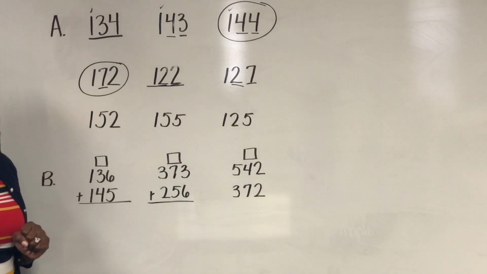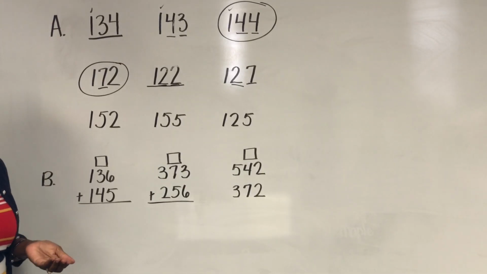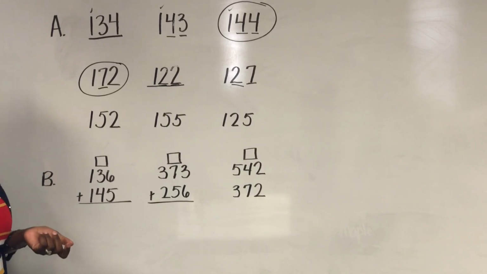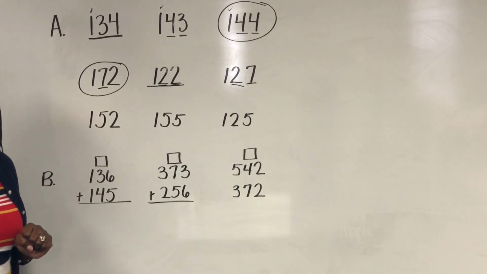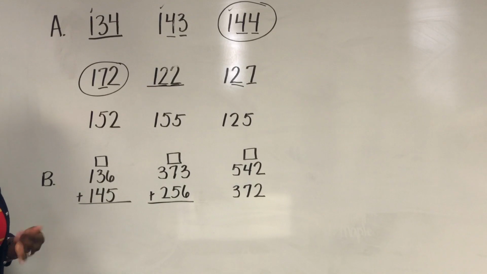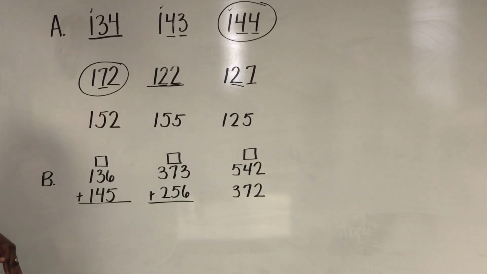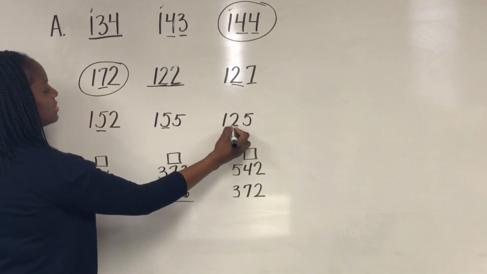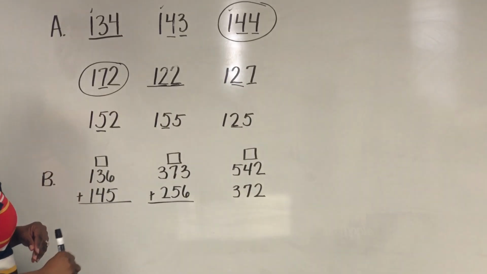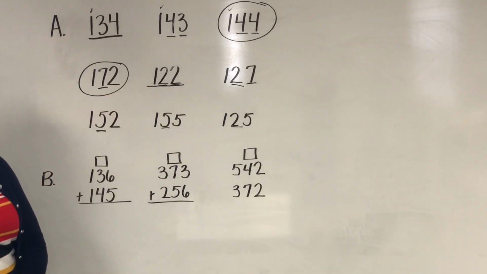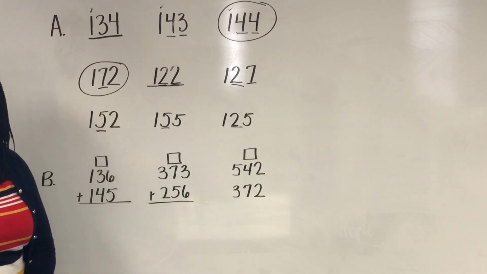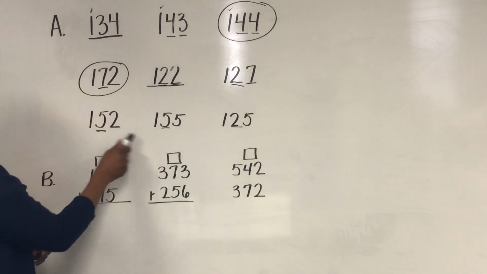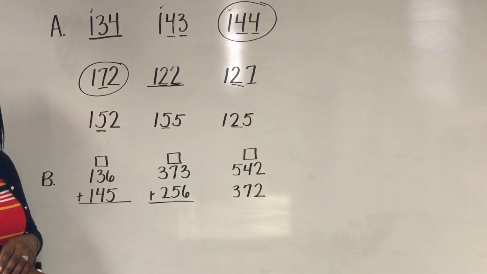Let's take a look at our next row. We have 152, 155, and 125. Once again, all the numbers have a 1 in the hundreds place. We need to move on to the next place value and compare the tens. Here's 5 tens, 5 tens, 2 tens. Which one is greater, 5 tens or 2 tens? 5 tens is greater. However, these two numbers have a 5 in the tens place.